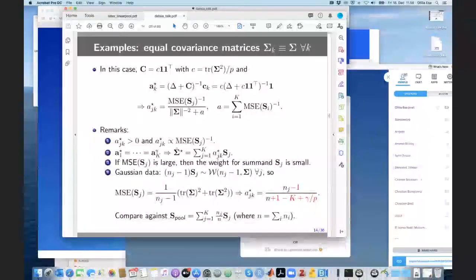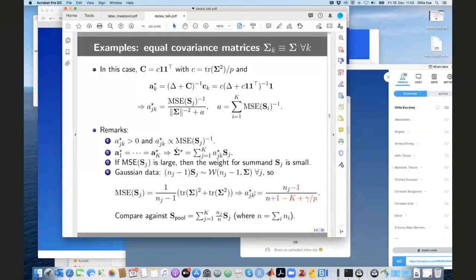Then what if all the data is coming from Gaussian distributions? What if all the populations are Gaussian? Then we again know that the sample covariance matrices will have a Wishart distribution, so the mean squared error of the Wishart matrix is known. This mean squared error of the sample covariance matrix is of the following form, and now I can plug these into this formula and find a more explicit expression for these weights.